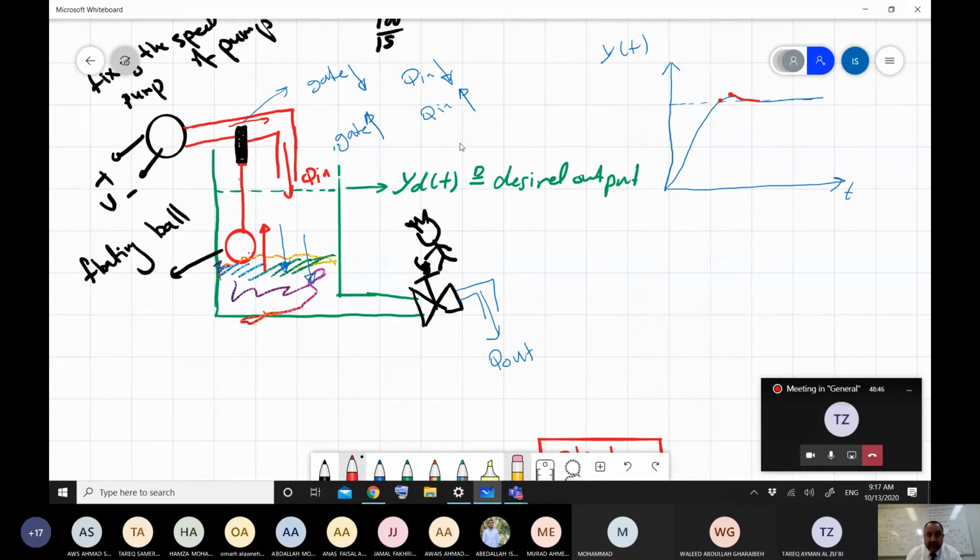So simply, if you notice here, this means that Q in is proportional with Y. Or let's say, I would say delta Y, the error signal. Q in is proportional with the error signal. If the error is high, then the flow rate will be high. If the error is small, then the flow rate will be small. Correct?